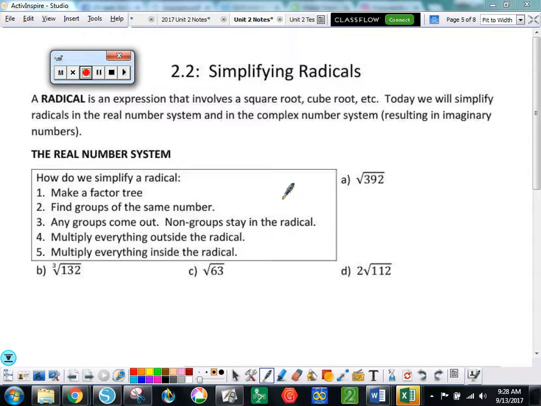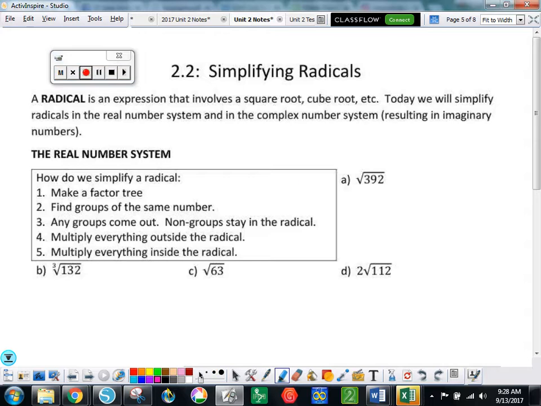To simplify a radical, what does that mean? If I have the square root of 81, that means I'm looking for a number that I can multiply by itself to get 81. And the square root of 81 is 9, right? Because 9 squared is 81. It cancels it out.